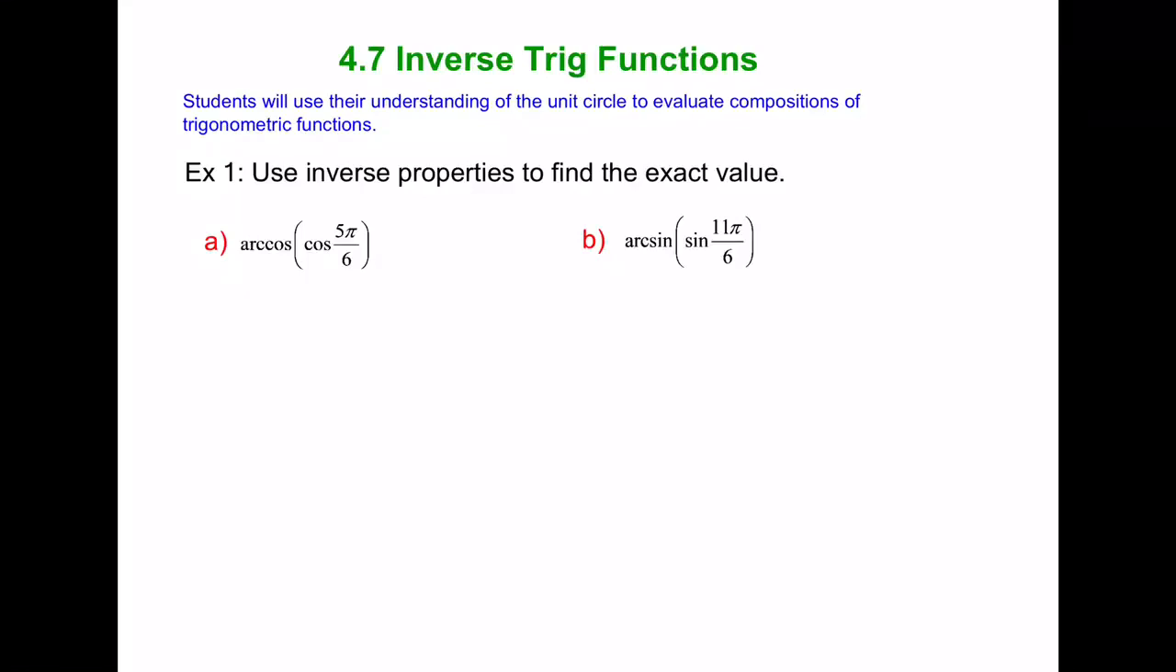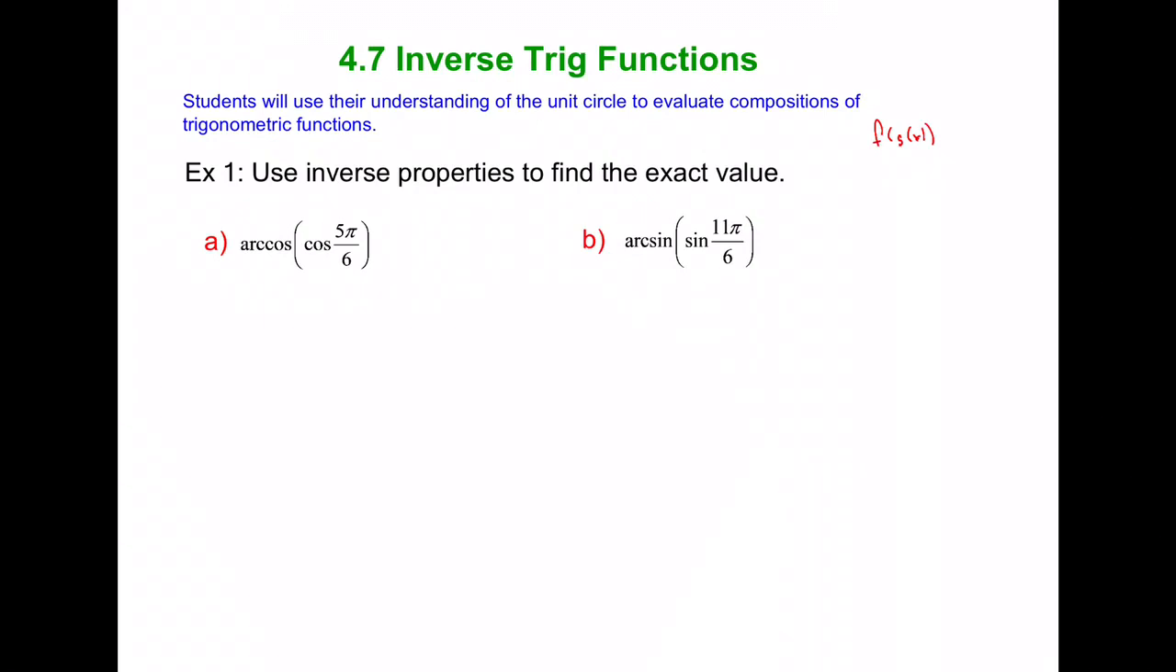Welcome to section 4.7. This is day 3. We're going to be looking at compositions of trigonometric functions. So the first couple examples here, remember what a composition is, we're looking for f of g of x. So you have a function inside of another function, and so you can see we have arc cosine of 5 pi over 6.